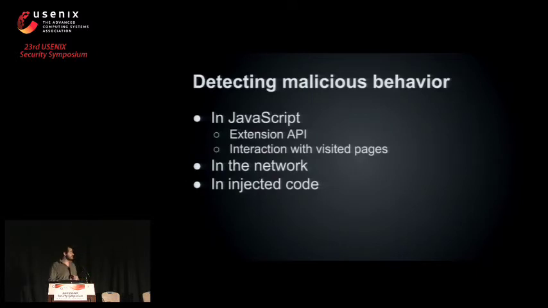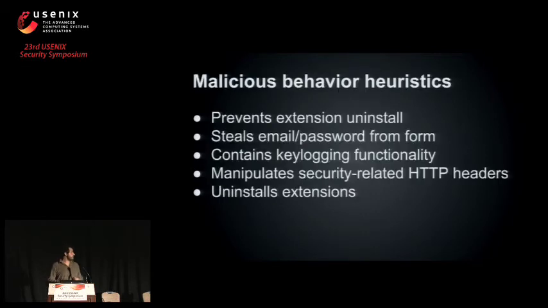So how can we detect malicious behavior in this context? We look into JavaScript, and we monitor how the extensions are using the special API provided by the browser. And we also look at how the extension is interacting with the visited pages. We also look at the network, and I'm going to explain a little bit why we look at the network level to find maliciousness. And we also look at the injected code that is being injected into the websites that the user is visiting. With all of this, we developed malicious behavior heuristics to detect maliciousness.